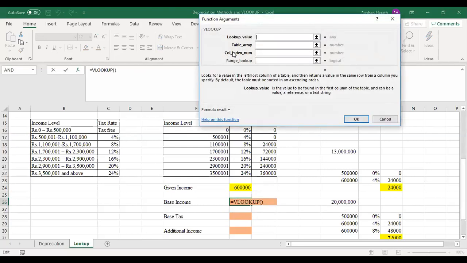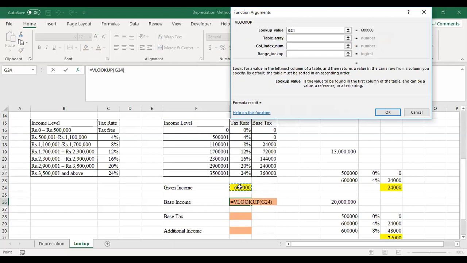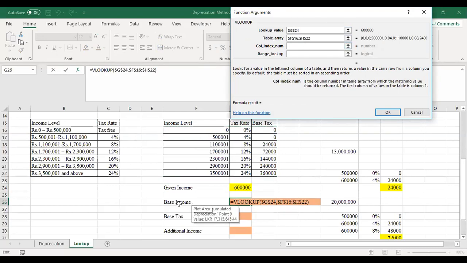Take that to the expanded form. You can say what is the lookup value. So it is 600,000. This is what you want to search. Then the table array. And when you are selecting the table, you are not going to take the headings. And it's an important one. And the column in which you can find this base income we are searching for. So it has to be in this particular column, right?